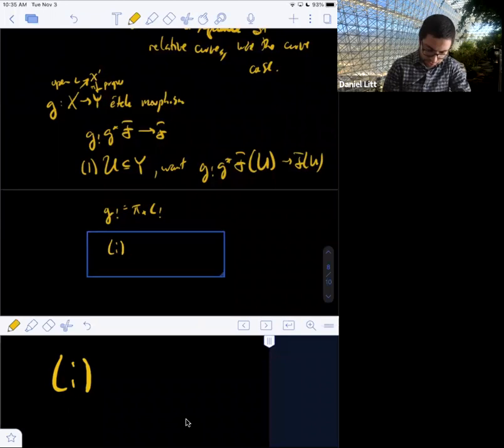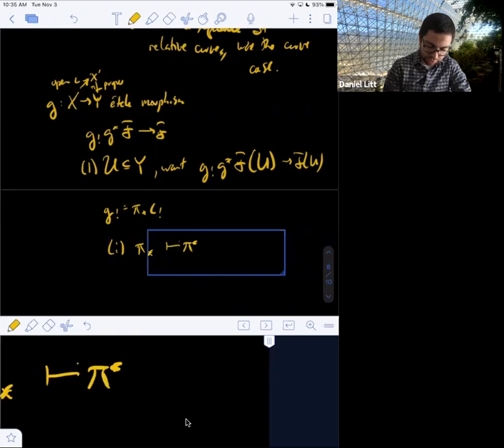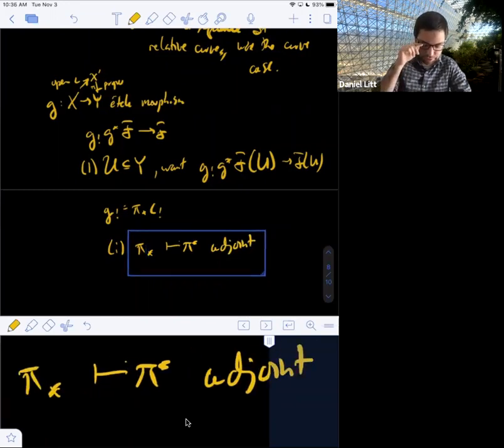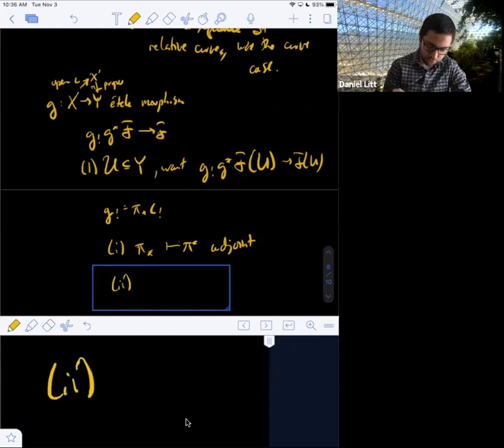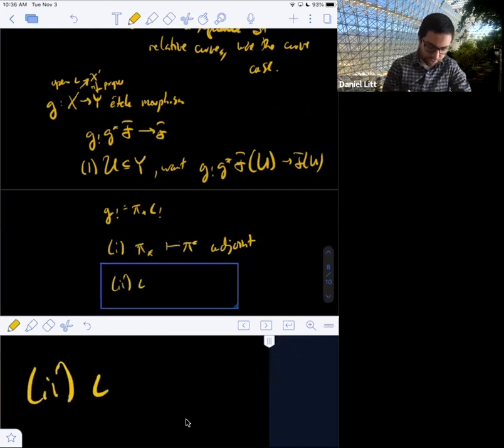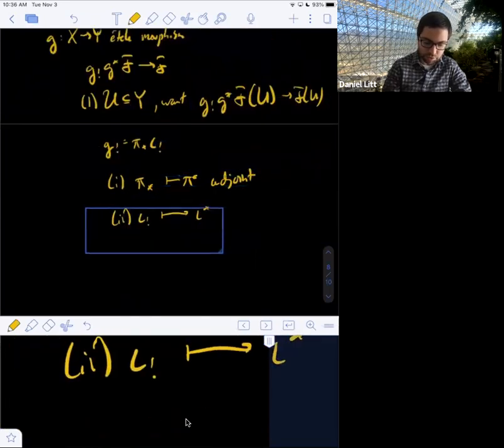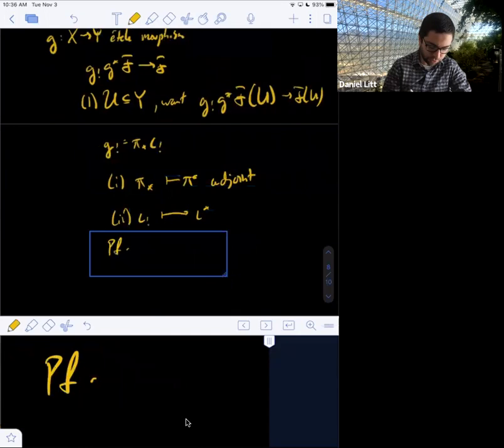So it's enough to show, in fact, that pi lower star and pi upper star are adjoint in this case. This is sort of the reverse of the usual adjunction, right? So one has to check this in the proper case, and then two, we need that iota lower shriek is adjoint to iota upper star. So maybe let me do two. So here two, this is the proof of two.